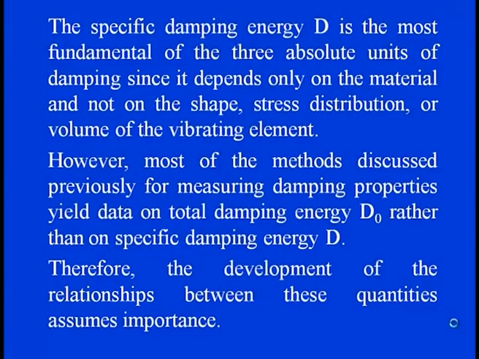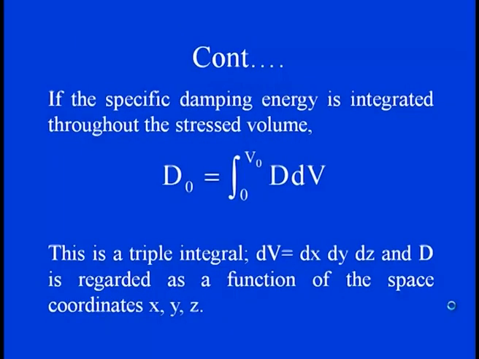So, most of the methods discussed for measuring the damping property give data on the total energy damping, that is D0, rather than the specific damping energy D. So, sometimes we need to check why D0, why not D. There should be a relation established in order to quantify these things with those assumptions. If the total damping energy D0 is to be calculated for the entire element, then first of all we need to go with D, that is the specific damping energy.